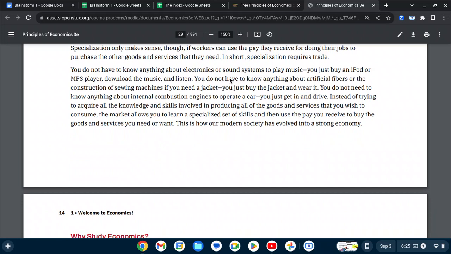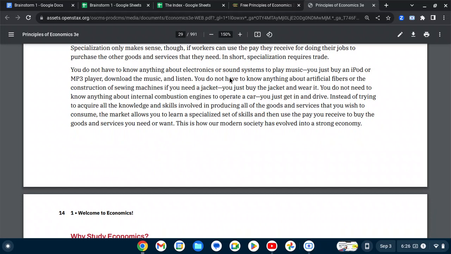You do not have to know anything about electronics or sound systems to play music. You just buy an iPod or an MP3 player, download the music, and listen. You do not have to know anything about artificial fibers or the construction of sewing machines if you need a jacket. You just buy the jacket and wear it. You do not need to know anything about internal combustion engines to operate a car. You just get in and drive.